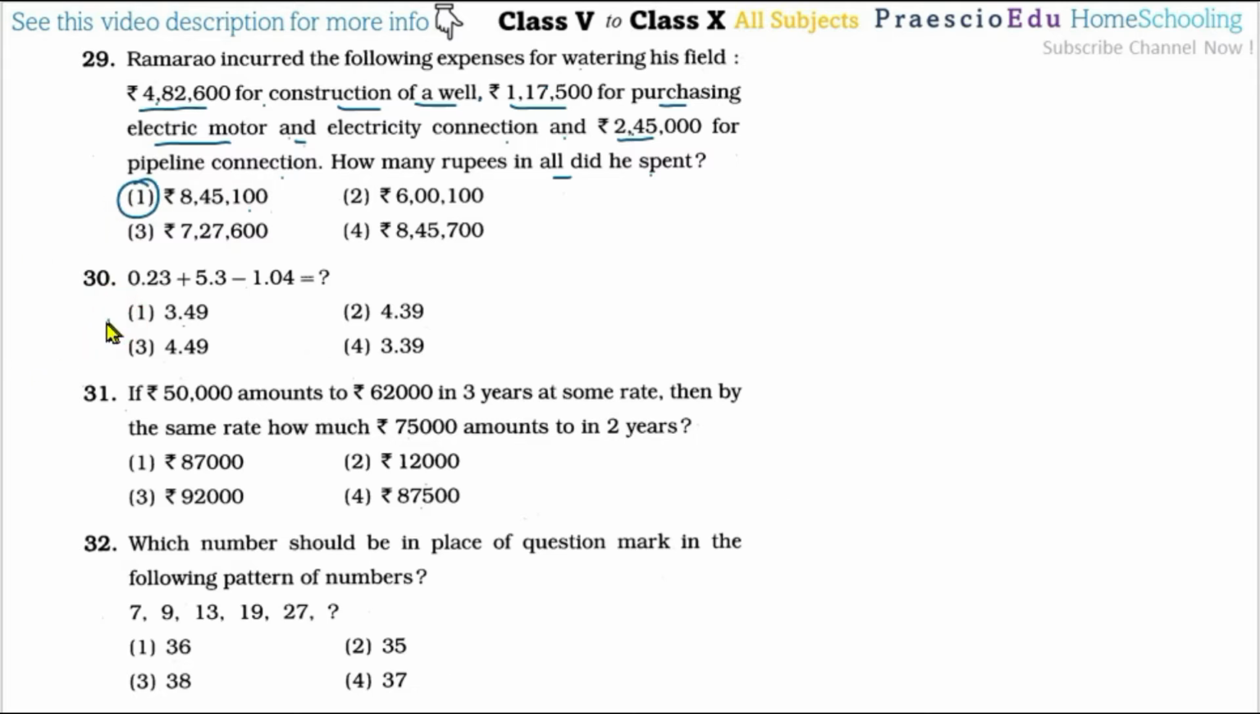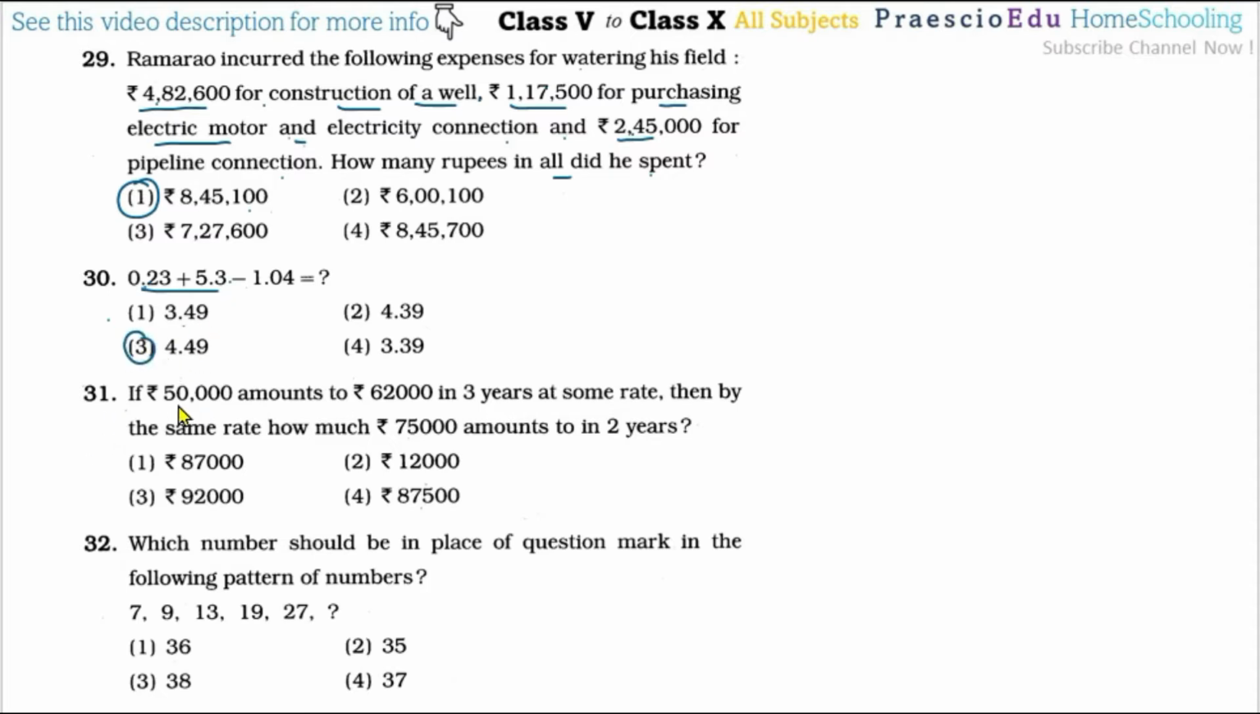Then question number 30. 0.23 plus 5.3 minus 1.04. So do this addition first. 3 plus 29 is 26, so 5.26 minus 1.04. So 26 minus 4 is 22 after the decimal, and this is 4, so 4.22. So after this addition and then this subtraction, you will get the answer, option number 3, which is 4.49.